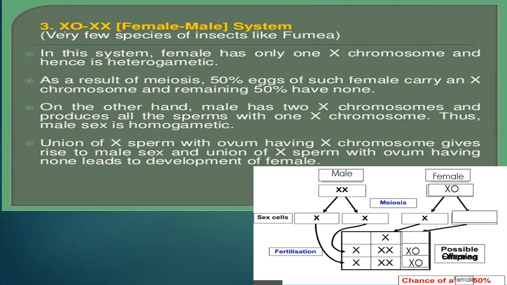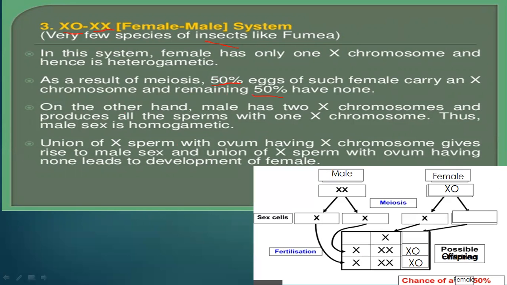Now we'll see another pattern in which XO is female, that is heterogametic, in some species of insects like Phumia. They are having the same type of pattern, and XX is male, that is homogametic. So female produces two types of gametes, 50% which are having X chromosome and 50% which are having none. So due to this pattern, male is homogametic and all gametes are produced in X form.